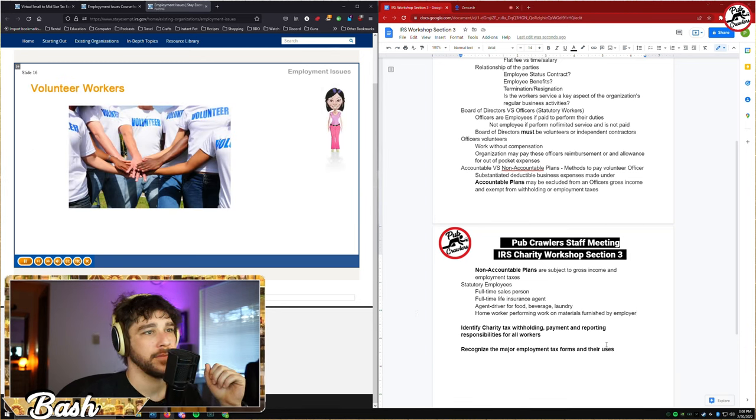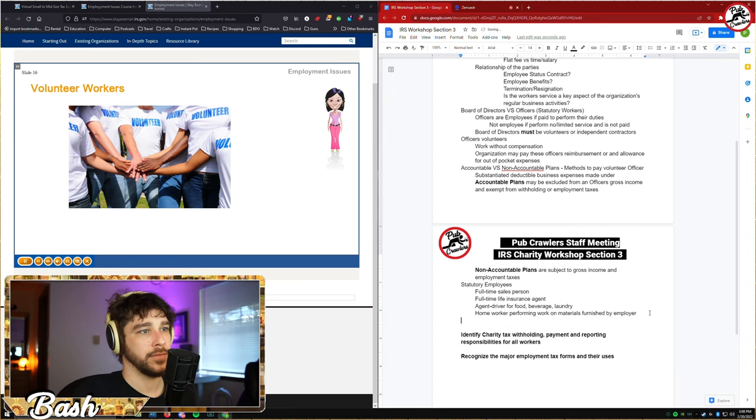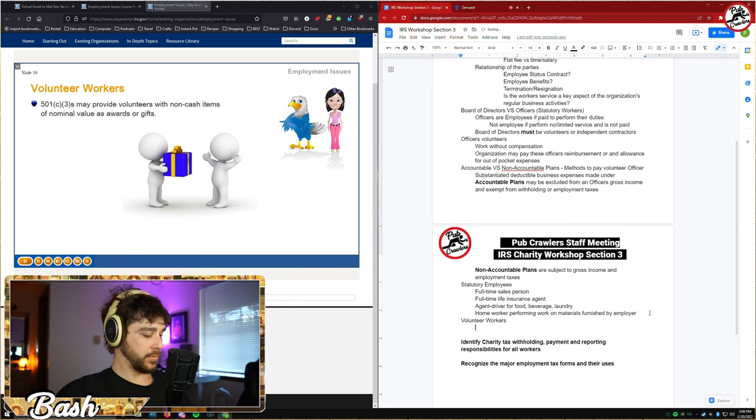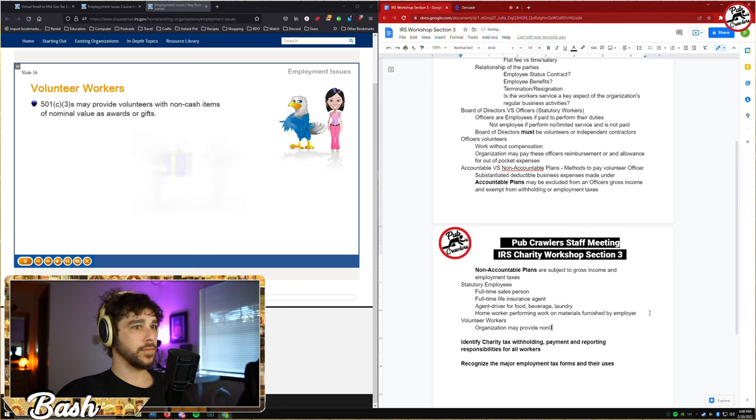We have many workers who are volunteers. How should we treat them for tax purposes? From time to time, some 501(c)(3)s may provide volunteers with awards or gifts. In general, if these are non-cash items of nominal value, such as a ham around the holidays, your organization shouldn't count these items as taxable wages. But be careful if you're a 501(c)(3).